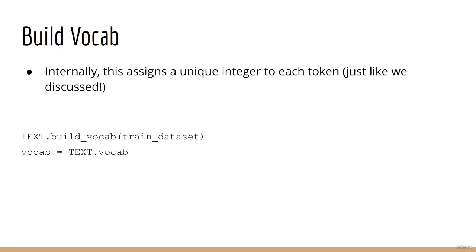The next step is to call the build vocab function on our text field from earlier. This assigns a unique integer to each unique token in the dataset. So you can imagine that internally, TorchText is doing the tokenization and all the other text preprocessing steps that we discussed earlier. This function by itself doesn't return anything, but after doing this, we can access the vocab attribute in the text field, which returns a vocab object. So what is a vocab object?